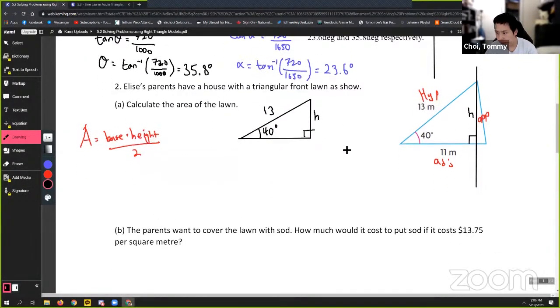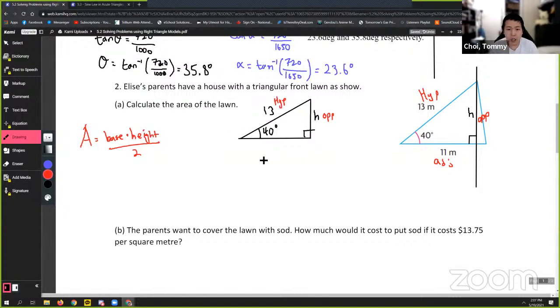Okay. So the question you should have been able to solve yesterday should have been question 2. To calculate the area of the lawn, you need the height of this triangle, and what we did was we created a 90-degree triangle using the height length of our triangle, and we broke it down into this, which allows us to identify that this was the opposite and this was the hypotenuse.